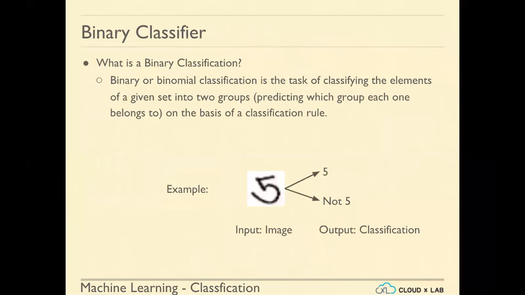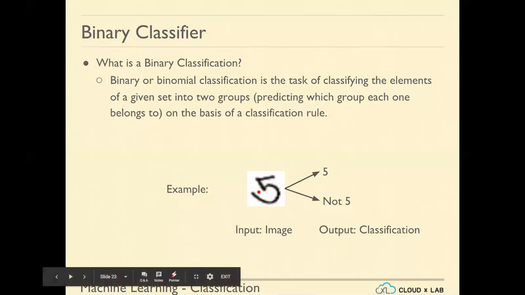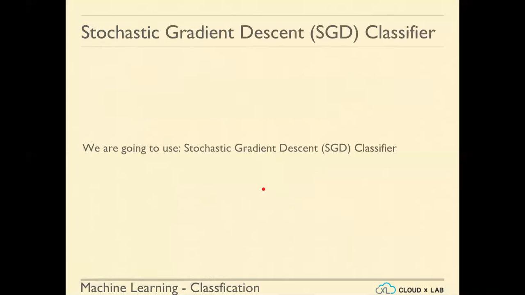Now let's start the training. We are going to use a binary classifier. Binary, or sometimes also called binomial classification, is the task of classifying the elements into two groups on the basis of a classification rule. So here you have an image, and we are trying to classify it as 5 or not 5. So quickly, we are going to use something called the SGD classifier, which is the stochastic gradient descent classifier.